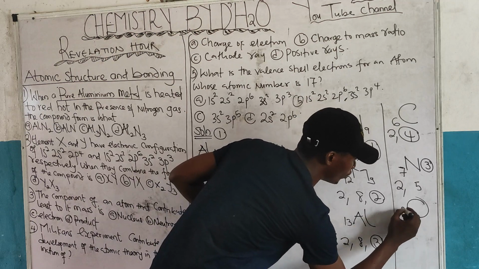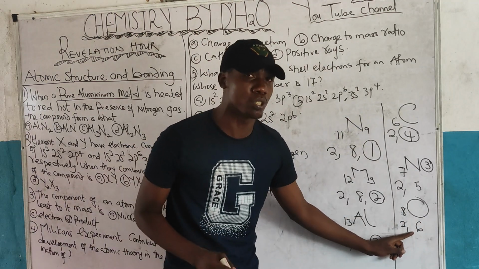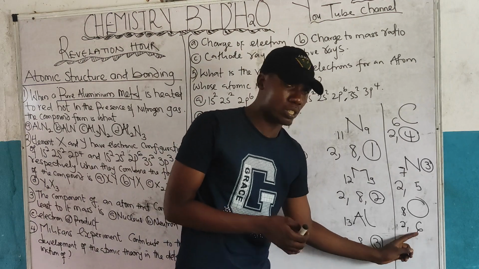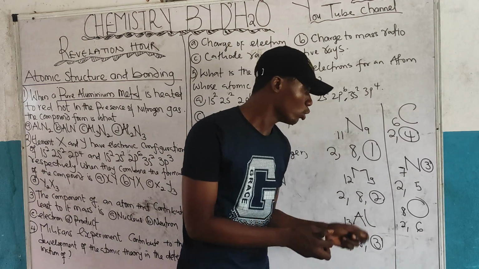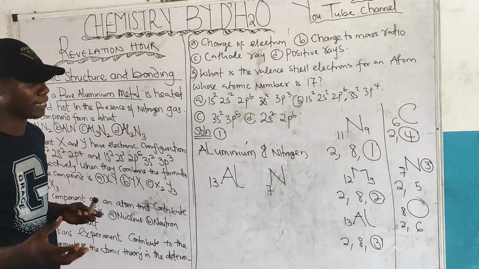That's what I told you in the case of oxygen. Oxygen is number 8 on the periodic table, so it is 2,6. Is the valency of oxygen equals to 6? No. What will I add to 6 to give us 8? 2. So the valency of oxygen is what? 2. That's good. So let's quickly answer this question.